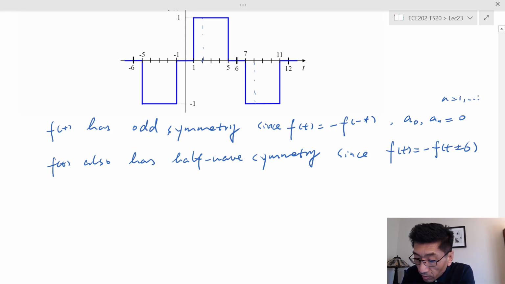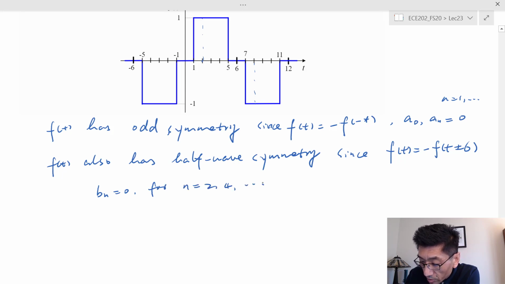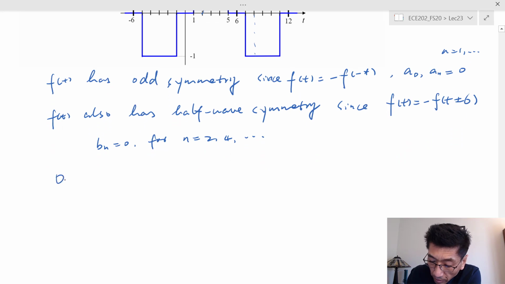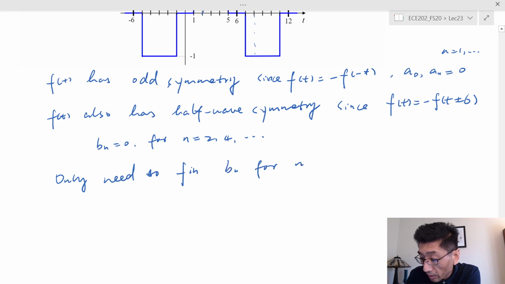And also for Bn, because now we are only left with the Bn, the half waveform symmetry says the even terms of Bn are going to be 0. So based on this, Bn equals 0 for n equal to 2, 4, and so on. So we only need to find the Bn for the odd terms, n equal to 1, 3, 5, and so on and so forth, right?